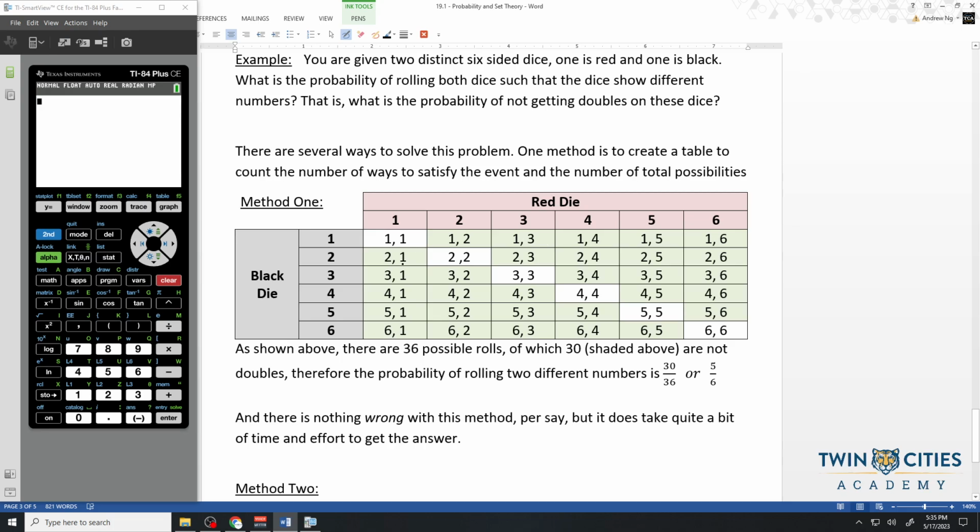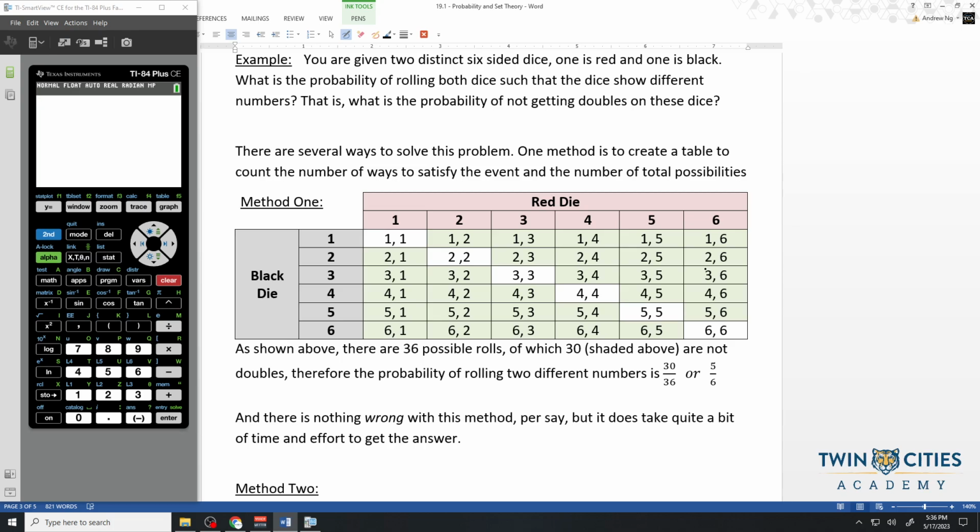And then moving on to 2 for the black die, that'd be 2 and then 1 for the red. I have to skip 2, 2 because those are the same. I could get 2, 3, 2, 4, 2, 5, 2, 6. Okay, and then moving on to 3, 3, 1, 3, 2, not 3, 3, 3, 4, 3, 5, 3, 6, and so forth. The problem with this method is I would have a lot of writing to do and a lot of counting.